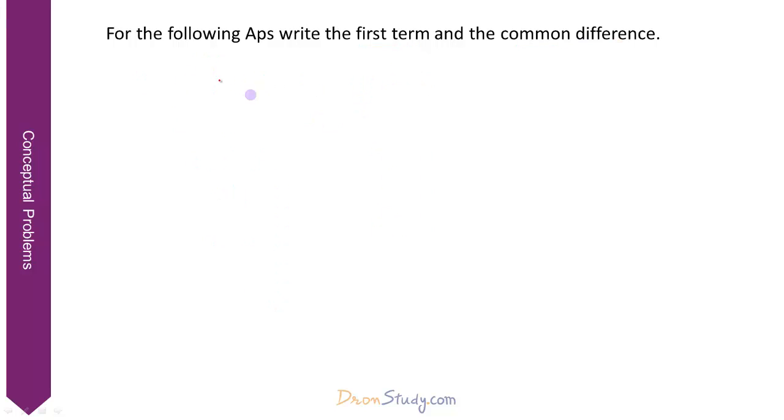Take the third one. It is 0.6, 1.7, 2.8, then 3.9 and so on. It is given that it is an AP.